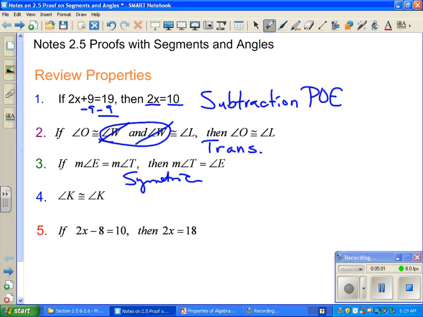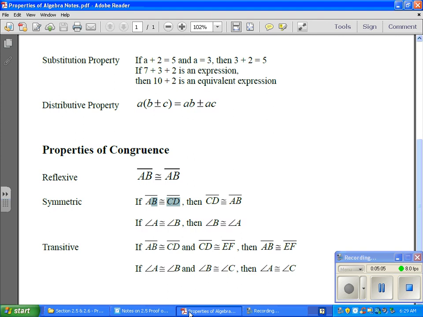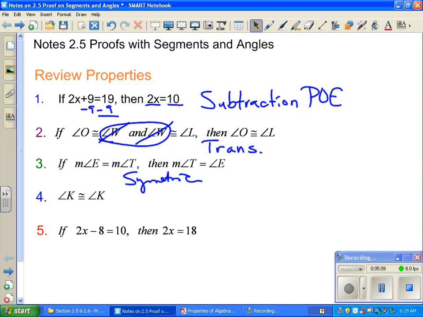Now, in number 4, you have angle K is congruent to angle K. When we go back and look at our congruencies, we see that's the reflexive property.